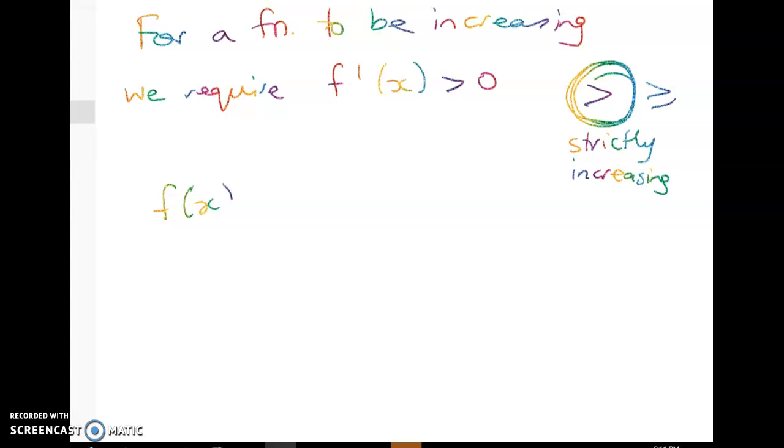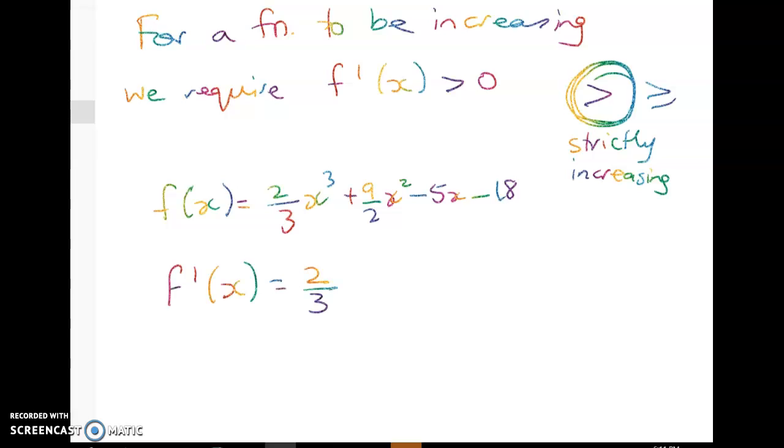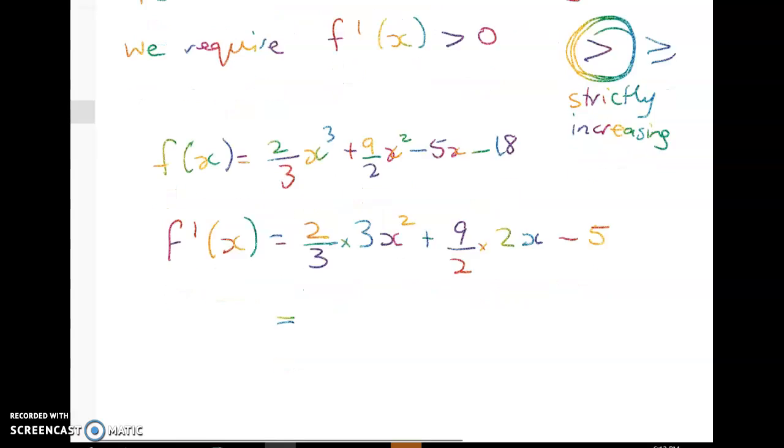So here's f of x, and f of x is 2/3 of x cubed plus 9 over 2 x squared minus 5x minus 18. Right, so the first thing to do is to differentiate it. And we're going to get f dash of x. I'm going to do this quite slowly, because I know some of you watching are just starting out with differentiating. Others of you will be watching this in desperation near the end of your exam. Good luck with that. Right, so there's my gradient function.